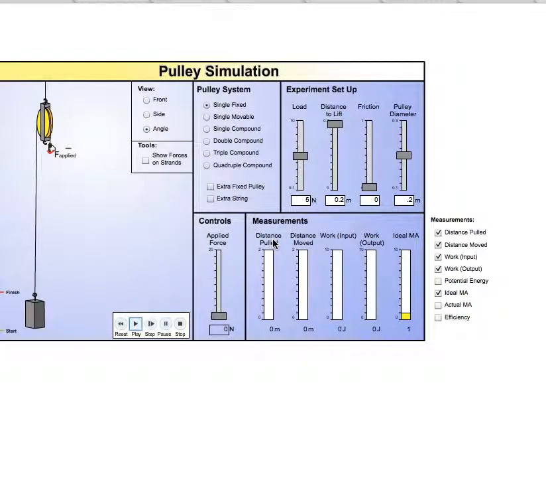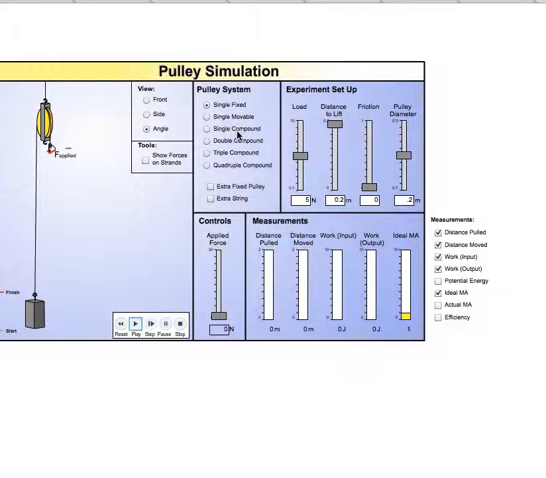All right, so what you're going to look at now is the situation with simple machines of pulleys. You've calculated mechanical advantage by input distance divided by output distance, and output force divided by input force. Now we're going to look at how this relates to pulleys, okay? So on the pulley simulation, there's a couple things you want to look at.